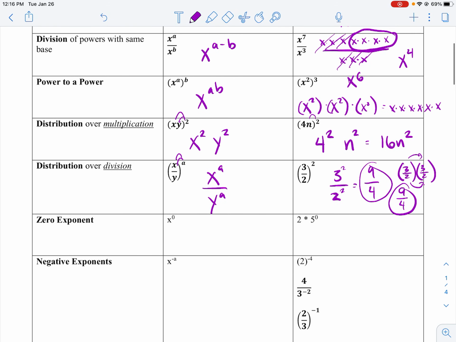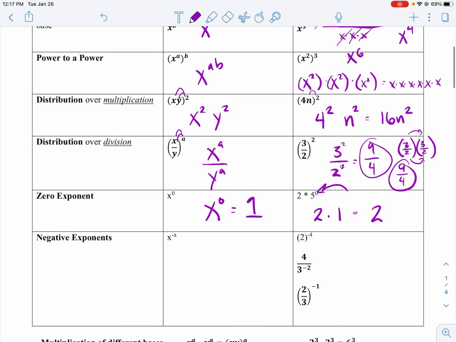Okay, 0 exponent, real easy. Anything raised to the 0 power is 1. So over here, this is going to be 2 times 1, which is just 2. Okay, they love giving problems like this. They want you to put a 0 there, so make sure you don't fall for that.